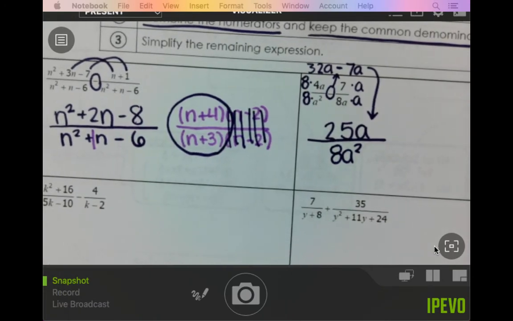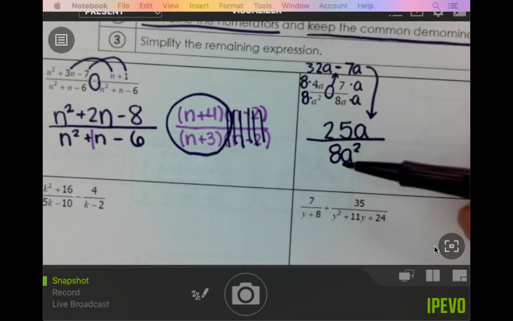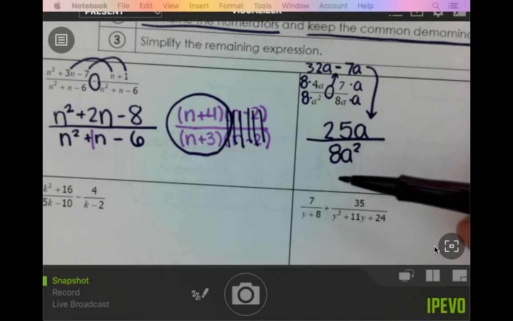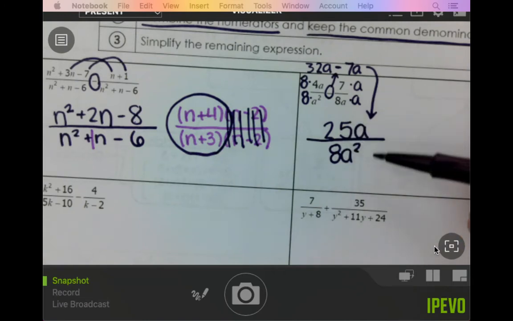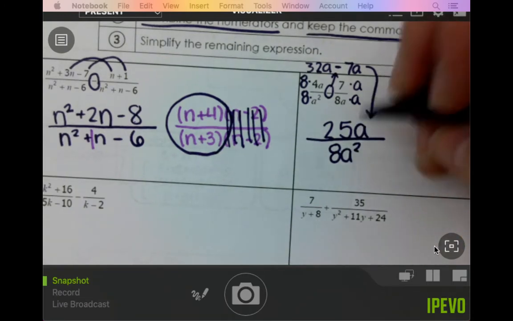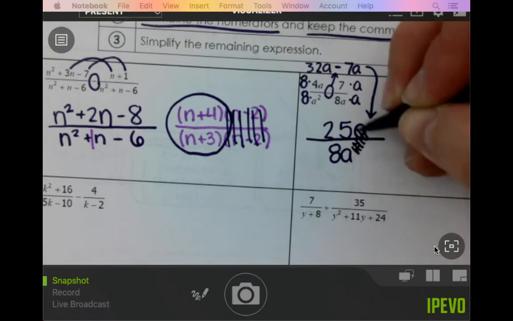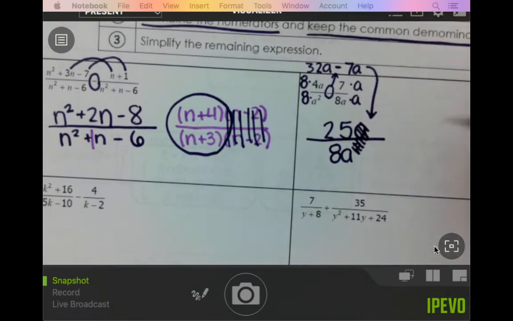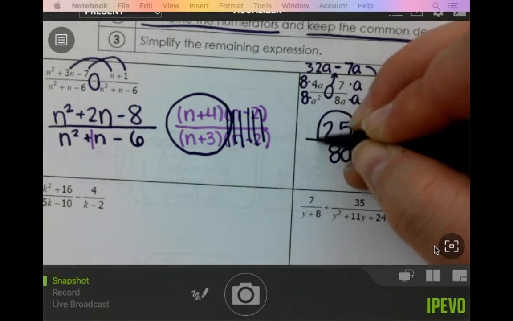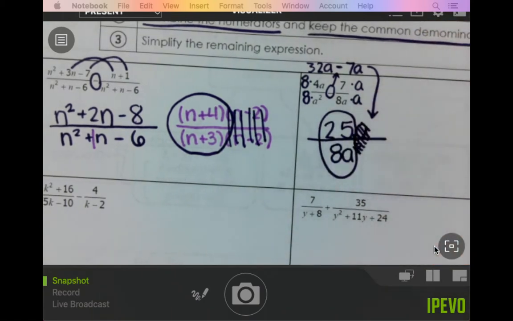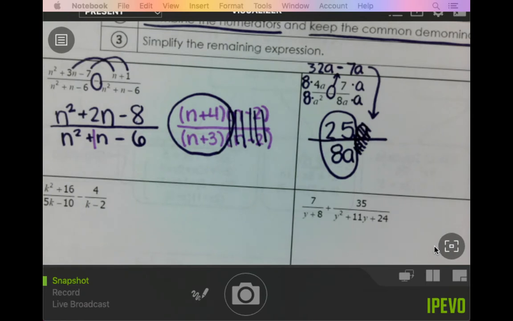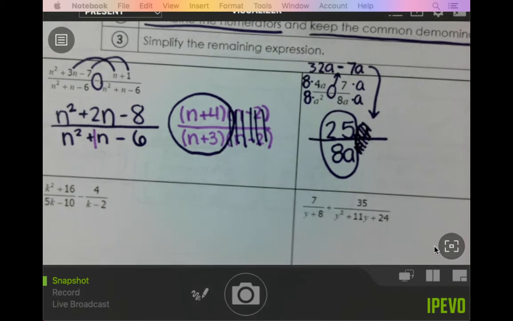And then you're going to check and see 25 and 8 don't divide by anything together. So that has to stay. But you can use this a to cancel out the squared. So 25 over 8a is your final answer. And the only reason we're going to do a couple more examples is just to get used to some of the factoring. That's pretty much how these work.